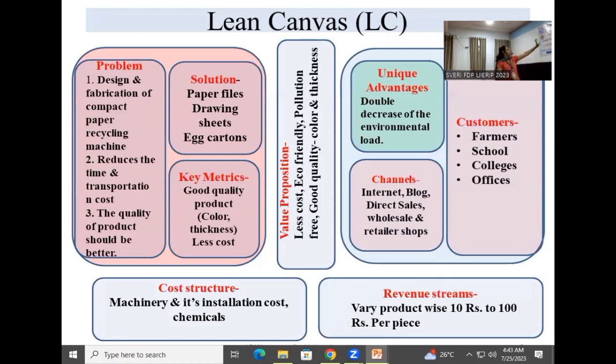First is the problem. Design and fabrication of a compact paper recycling machine was the first problem statement. Second, what problem are you finding, meaning what solution are you finding? Reduce the time and transportation cost. Second, the quality of the product should be better. So these are my problem statements.